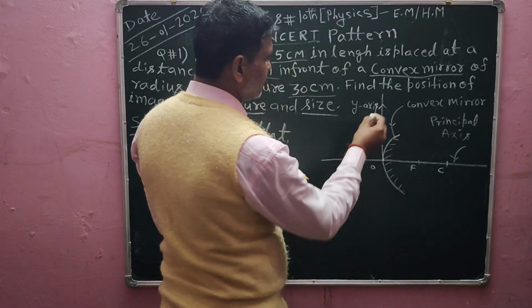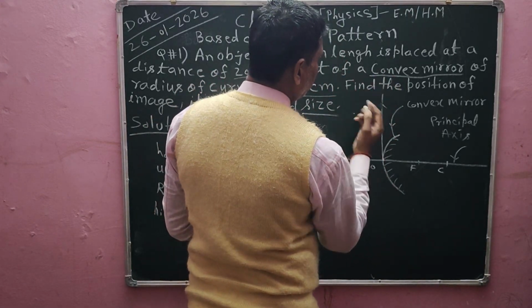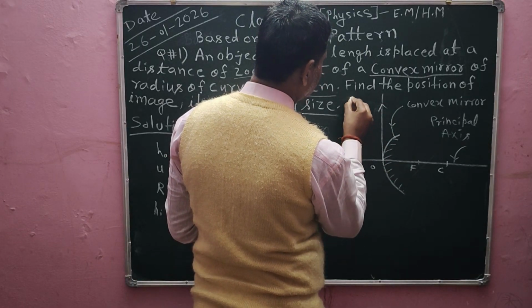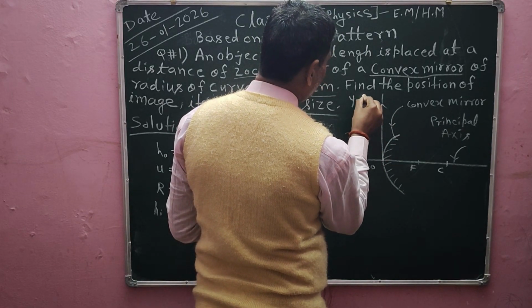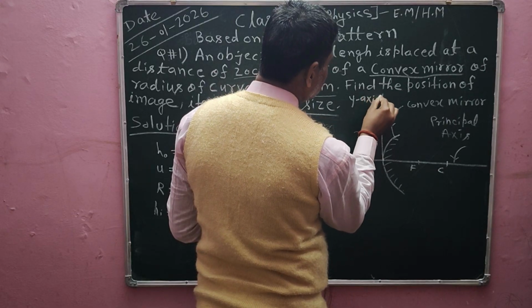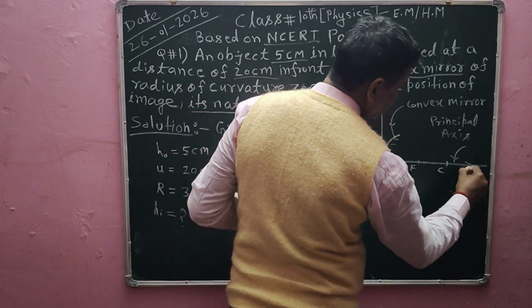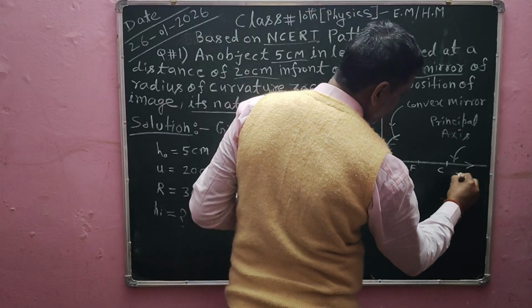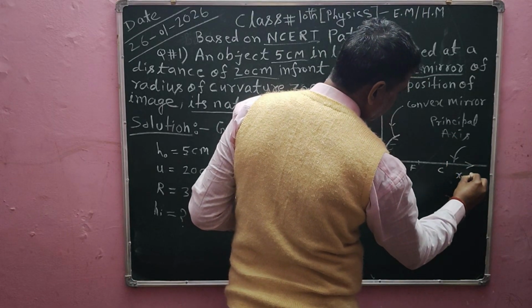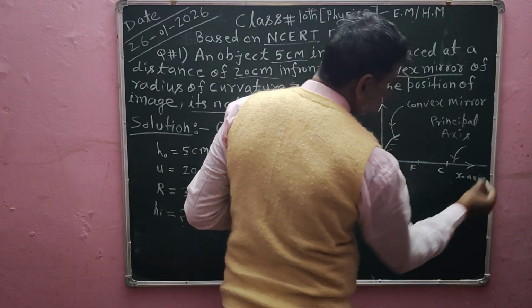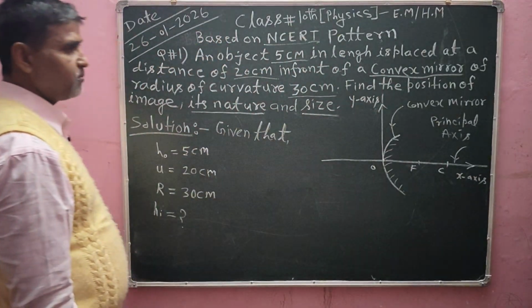I will say this is the y axis. So properly I have to write here y axis, so each and every student can understand it easily. This is the y axis, and here I will say this principal axis is also called x axis. X axis. I am writing the convention of the parameter.